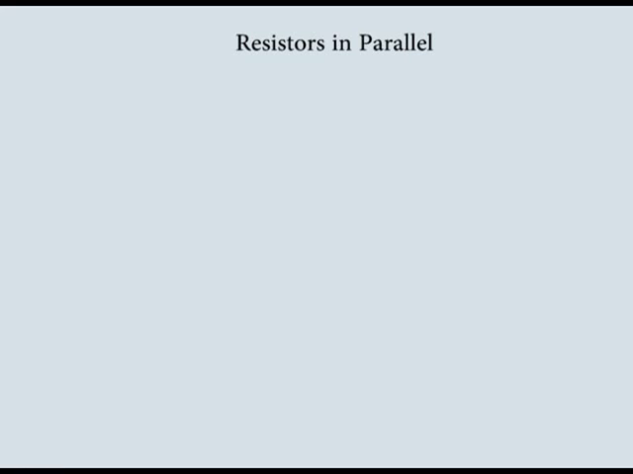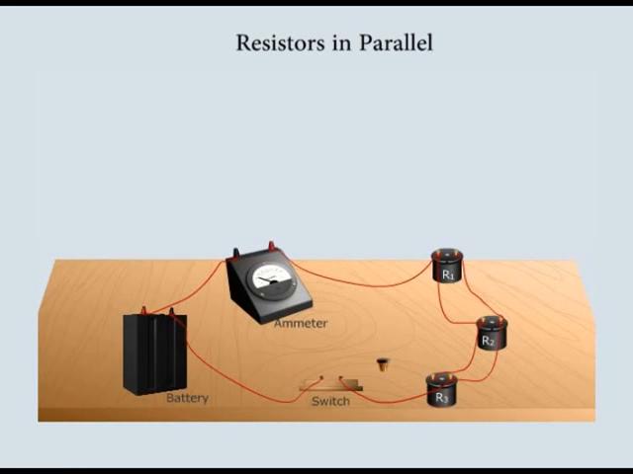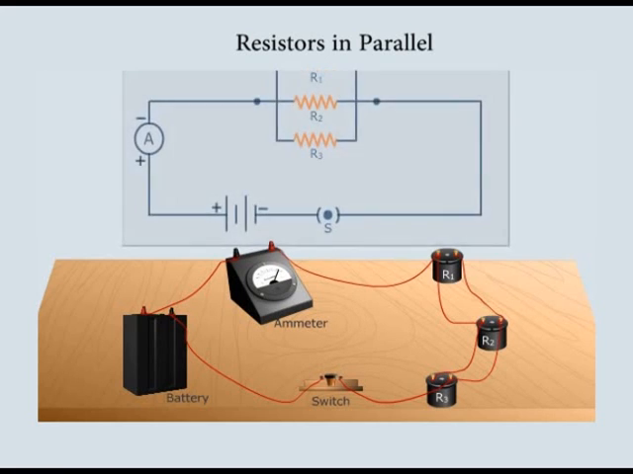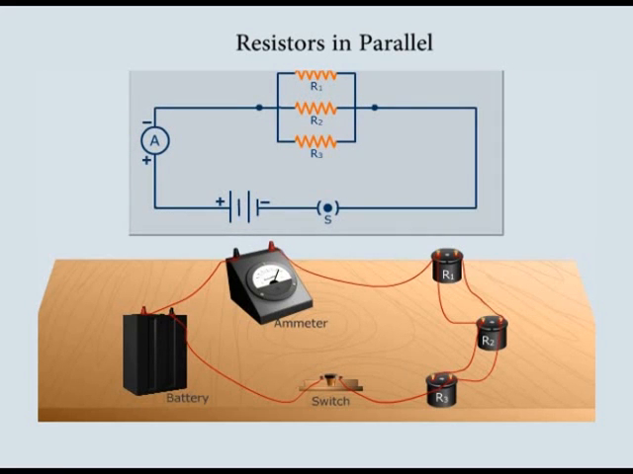Resistors in parallel. Resistors are said to be connected in parallel if they have a common positive terminal and a negative terminal as shown here. Let us calculate the effective resistance of the circuit. Consider three resistors R1, R2 and R3 connected such that the resistors have common positive and negative terminals as shown here. The resistors are connected to a cell through an ammeter.